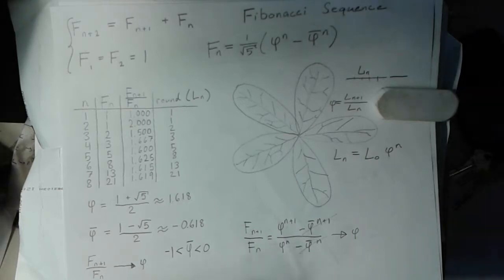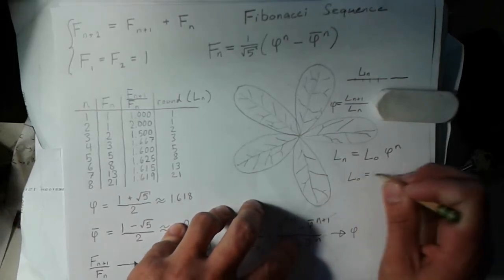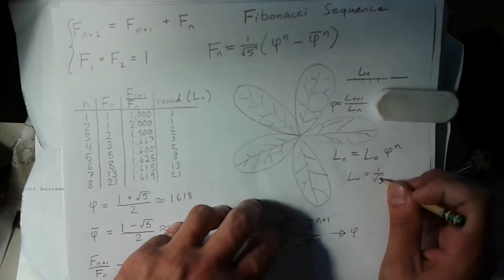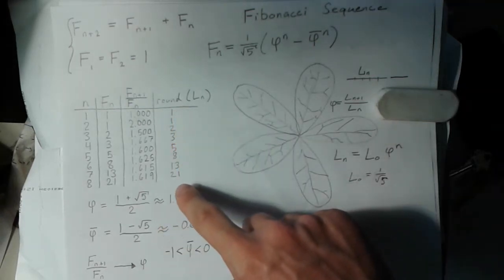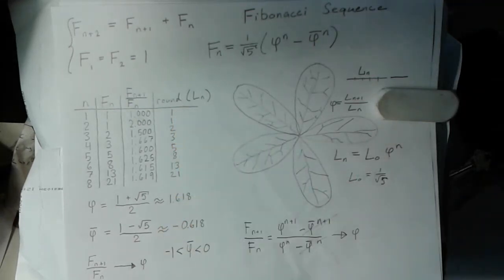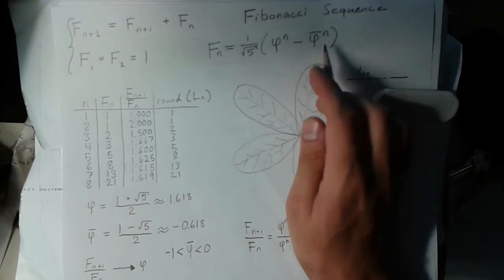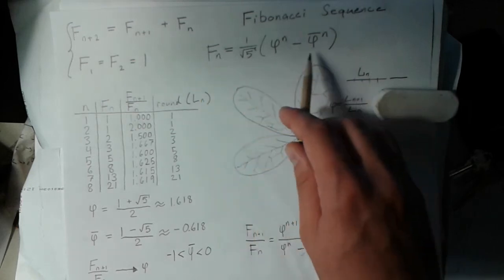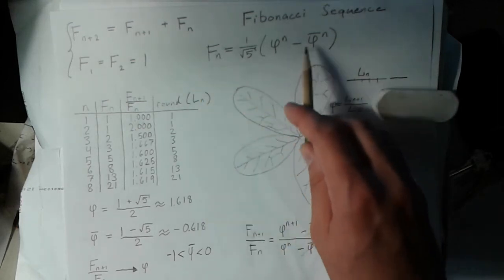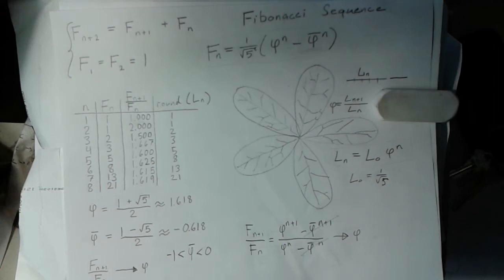And so what ends up happening is if you choose L0 to be 1 over root 5 and you look at the rounded version of Ln, you're going to just get the Fibonacci sequence. It's exactly equal. And if you look at why that is, the only difference now in this equation between Ln and Fn is just this term here. And this term is always going to be less in magnitude than 1/2, and so the rounded version of this is just going to give you this.